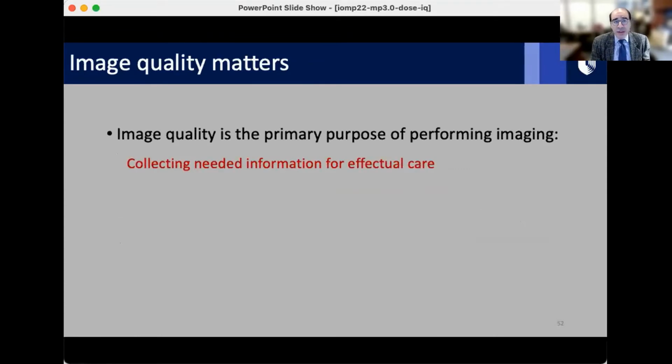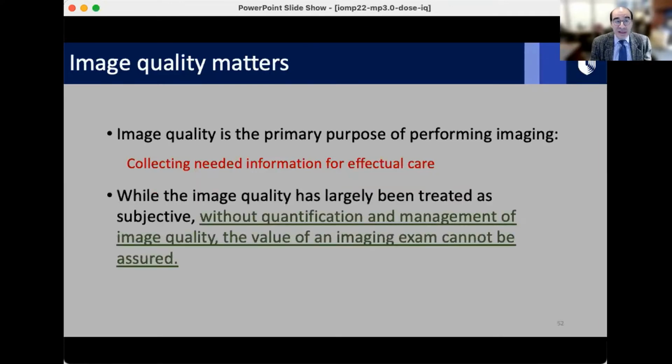Also, in terms of image quality, we should remember, it is a primary purpose of performing imaging in the first place. And what is image quality? It is collecting needed information for effectual use. That's what image quality is. So while image quality has largely been treated as subjective, you look at an image and say, oh, this is a good image or this is a bad image, without quantification and management of it, the value of an imaging exam cannot be assured.